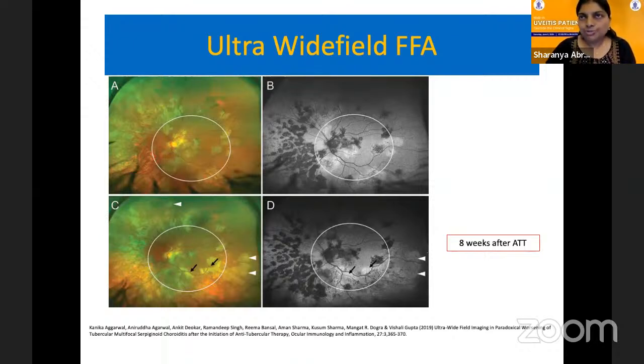A wide field, ultra wide field FFA has also been described in this paper, especially where a patient with a rather posterior pole lesions was treated with antitubercular treatment, and after 8 weeks, as is seen in the bottom pictures marked with the white arrows, you find that there are newer lesions outside of this region. So this is important in the setting of paradoxical worsening, which we will deal with a little later.